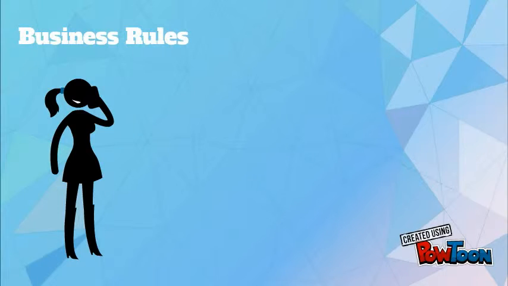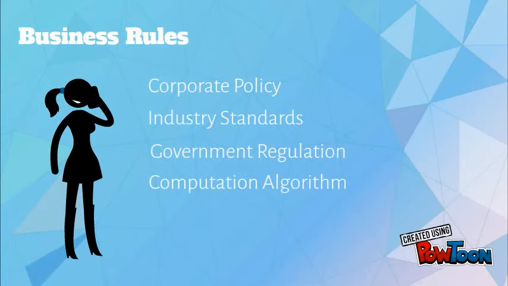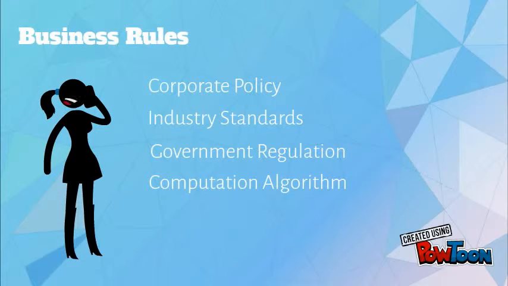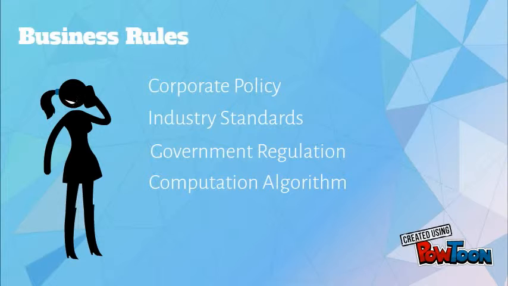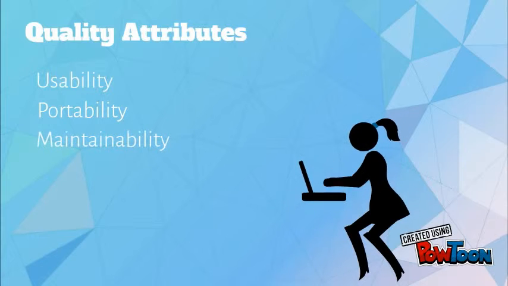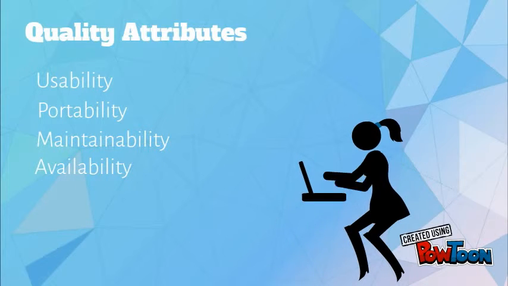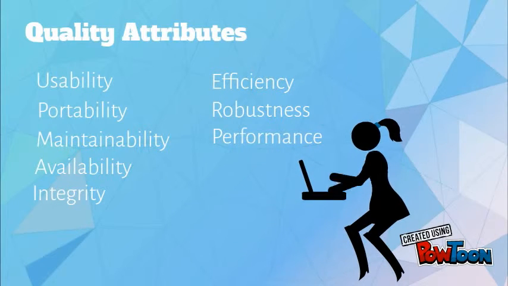Now, let's discuss the non-functional requirements, which are also relevant in creating the software requirements. The first one is the business rules. It tackles the corporate policy, industry standard, government regulation, and computation algorithm. It is also important to talk about how well the software does. Quality software attributes would include usability, portability, maintainability, availability, integrity, efficiency, robustness, and performance.